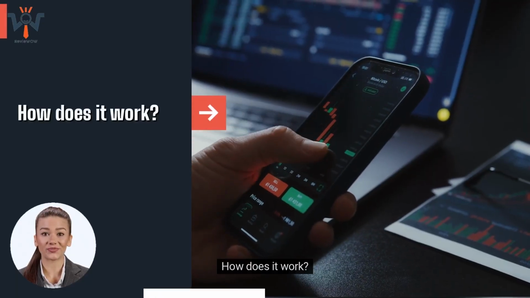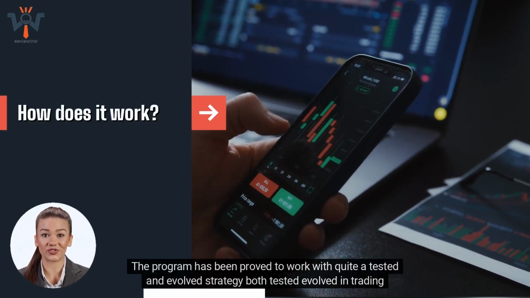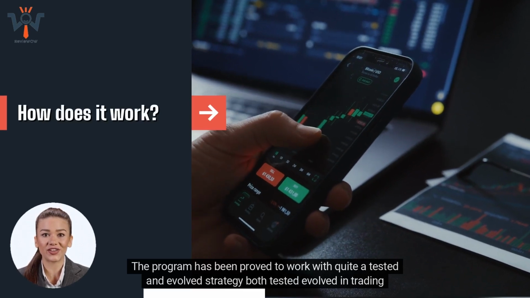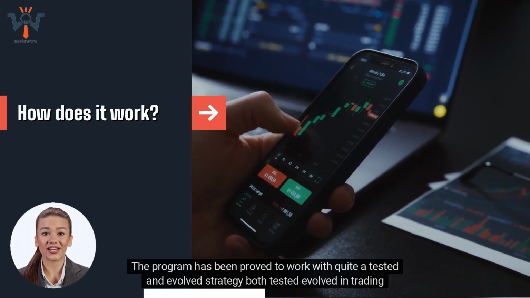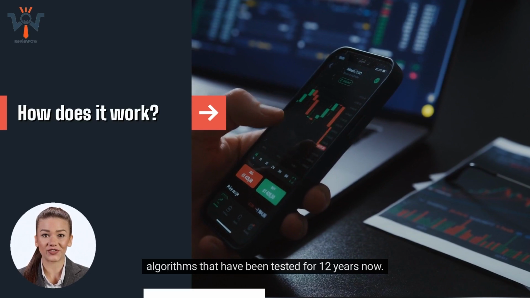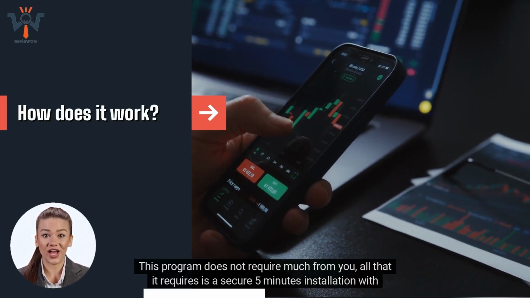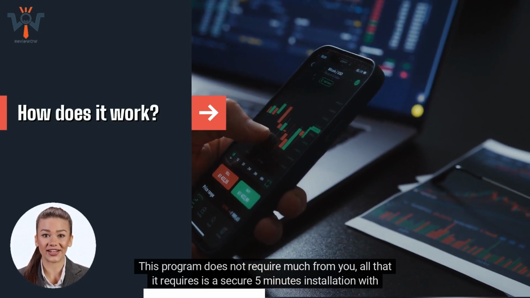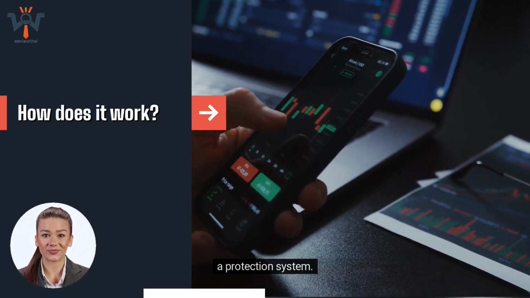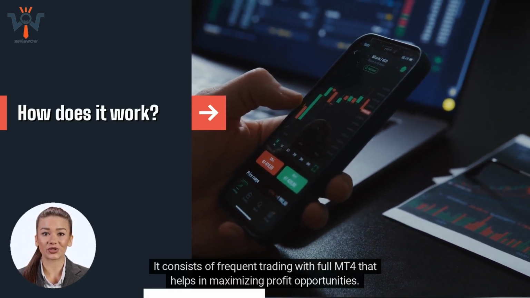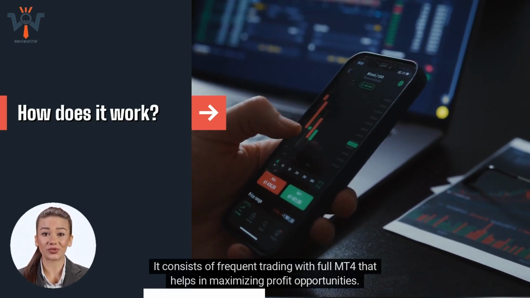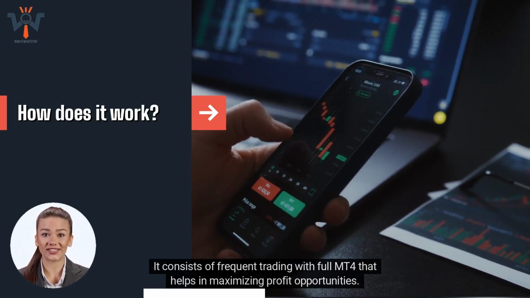How does it work? The program has been proved to work with quite a tested and evolved strategy, in trading algorithms that have been tested for 12 years now. This program does not require much from you. All that it requires is a secure 5 minutes installation with a protection system. It consists of frequent trading with full MT4 that helps in maximizing profit opportunities.